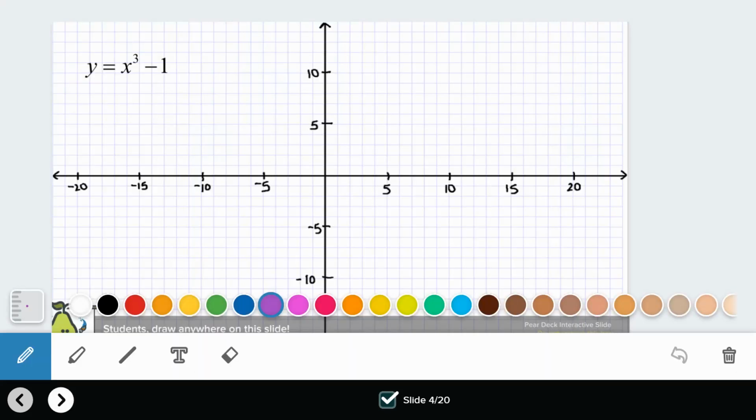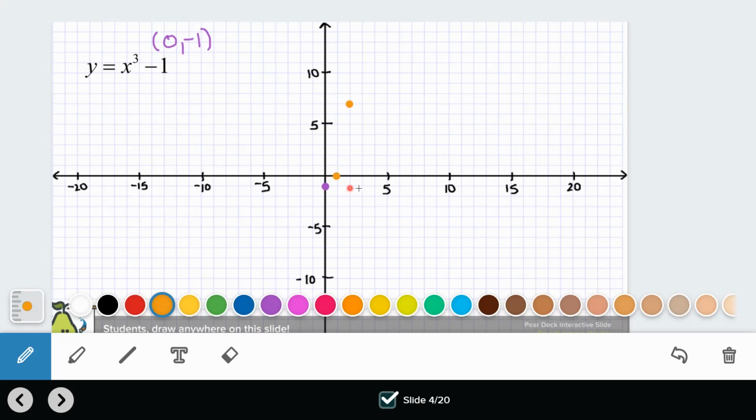On this one, this is a cubic graph. It has an inflection point at 0, -1. So let me plot that. So I'm going to go to 0, -1. Okay, that's my inflection point. And then let me graph the other ones in a different color. So from there, I'm going to go out 1. 1 cubed is 1. So I go up 1. From here, I go out 2. 2 cubed is 8. So I'm going to go up 8. 1, 2, 3, 4, 5, 6, 7, 8.